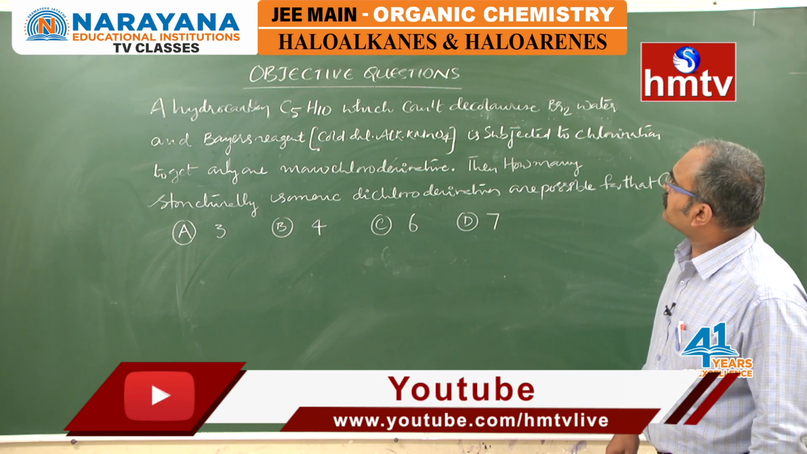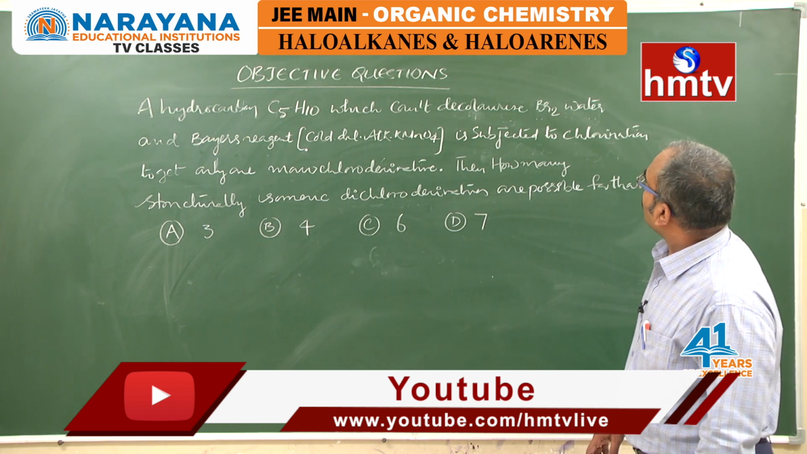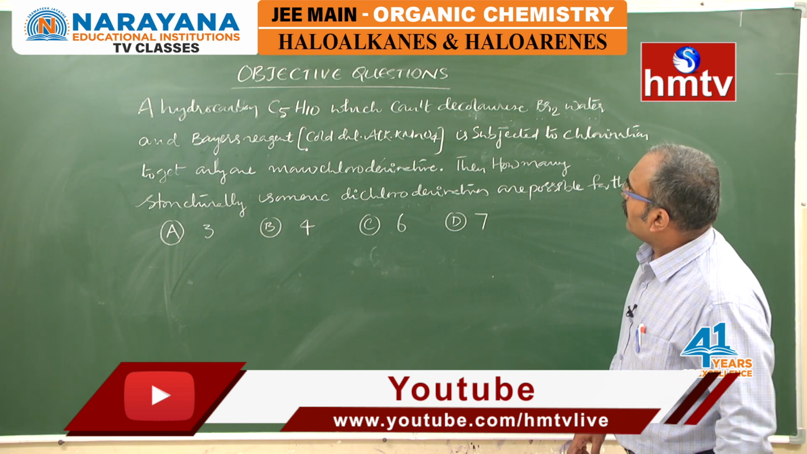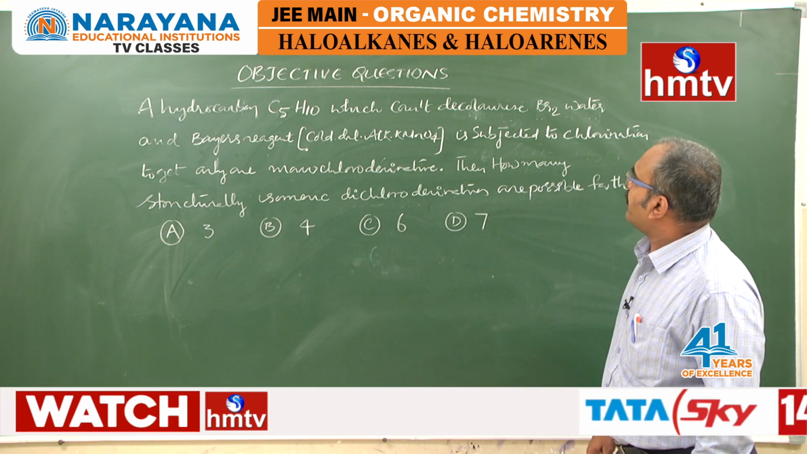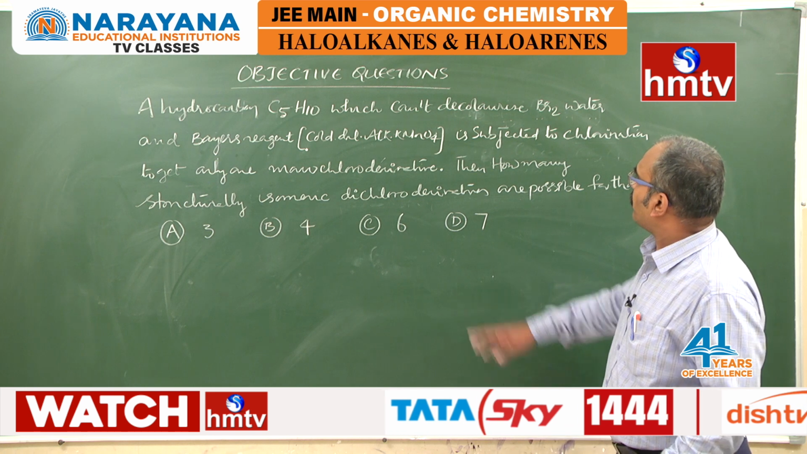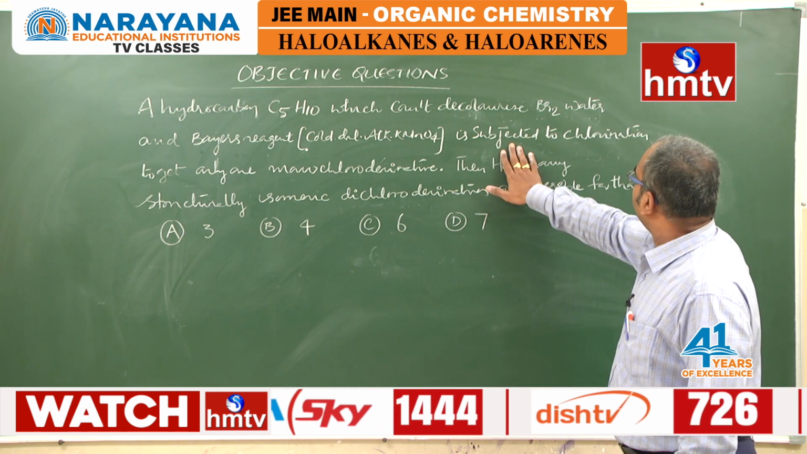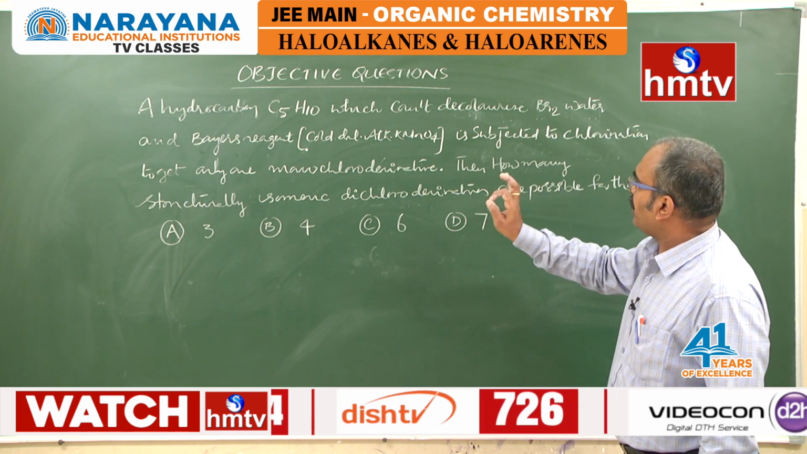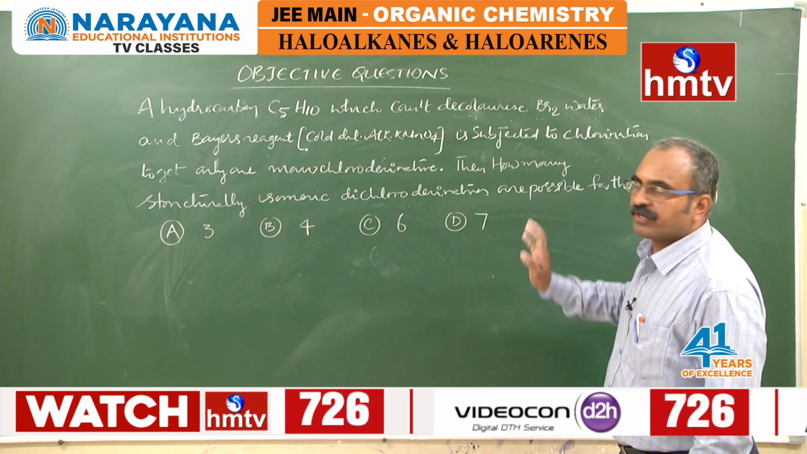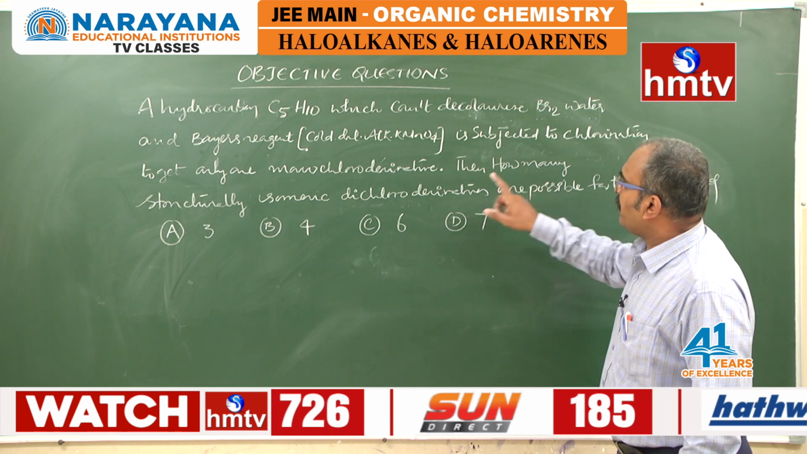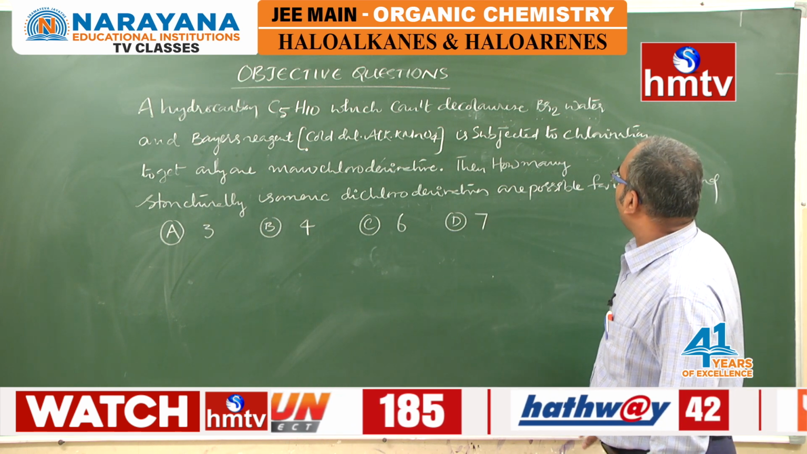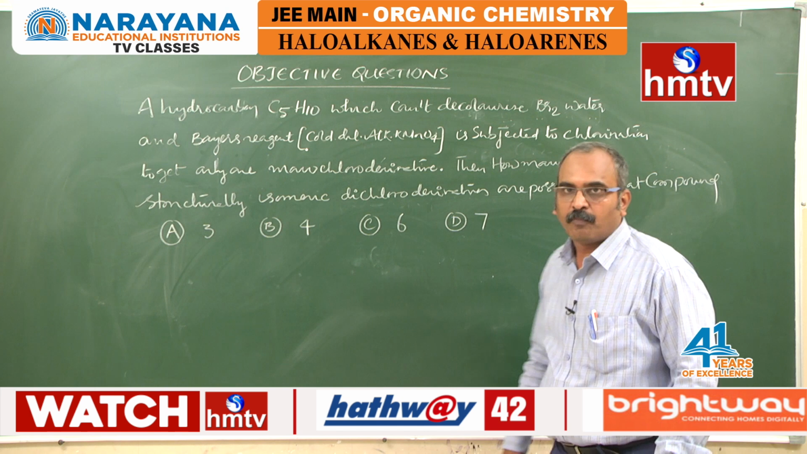A hydrocarbon C5H10 cannot decolorize bromine water and Bayer's reagent. You all know that Bayer's reagent is cold dilute alkaline potassium permanganate. When it is subjected to chlorination, it gives only one monochloro derivative. Then how many structurally isomeric dichloro derivatives are possible for that particular compound?